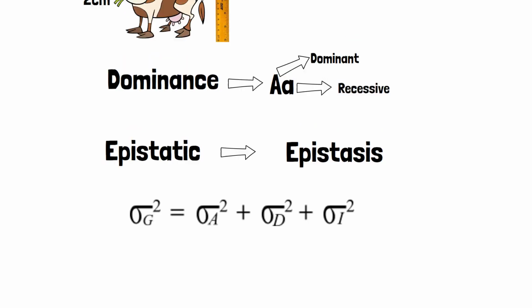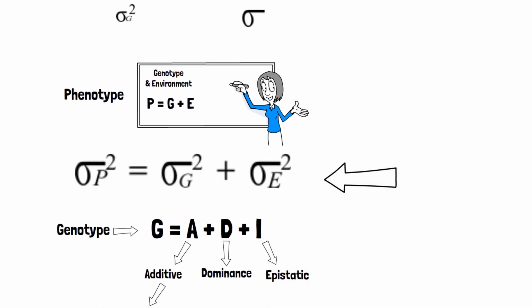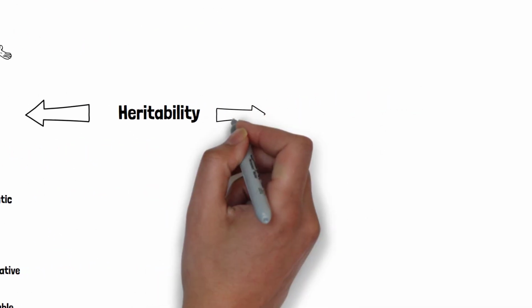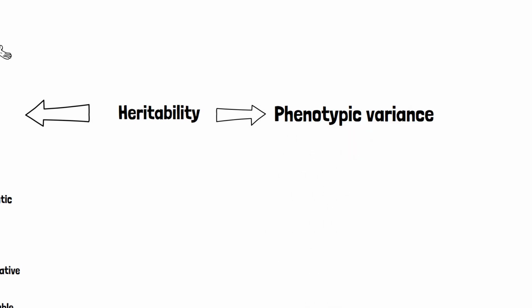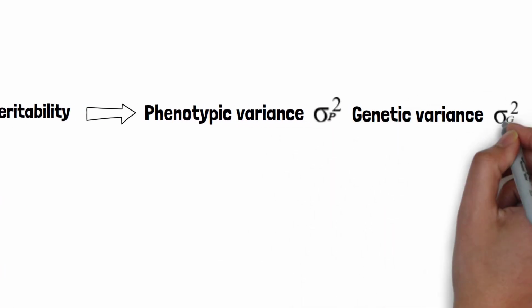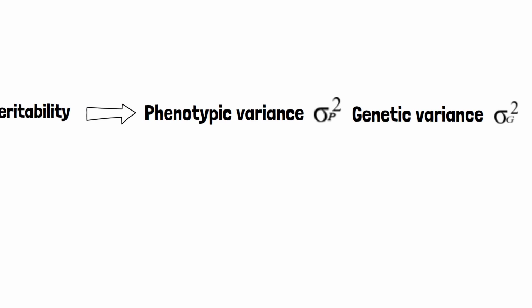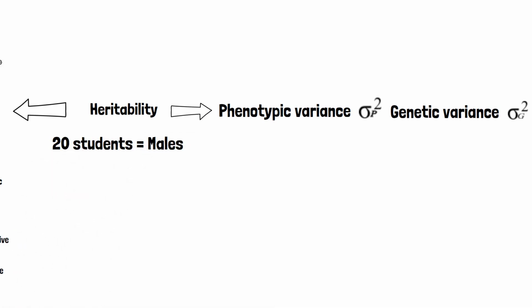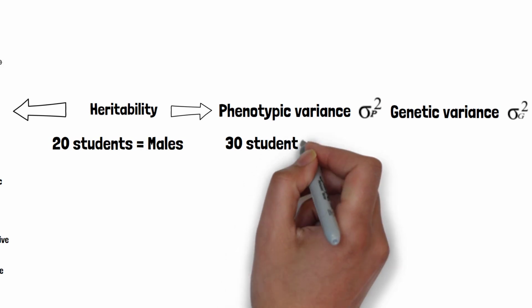Okay, recall we said from the formula sigma square P equals sigma square G plus sigma square E. Heritability is the proportion of the phenotypic variance that is due to genetic variance. I hope you understand what this means. Anyway, let me give a useful analogy. Take for instance, in a class, 20 students are male and 30 students are female.